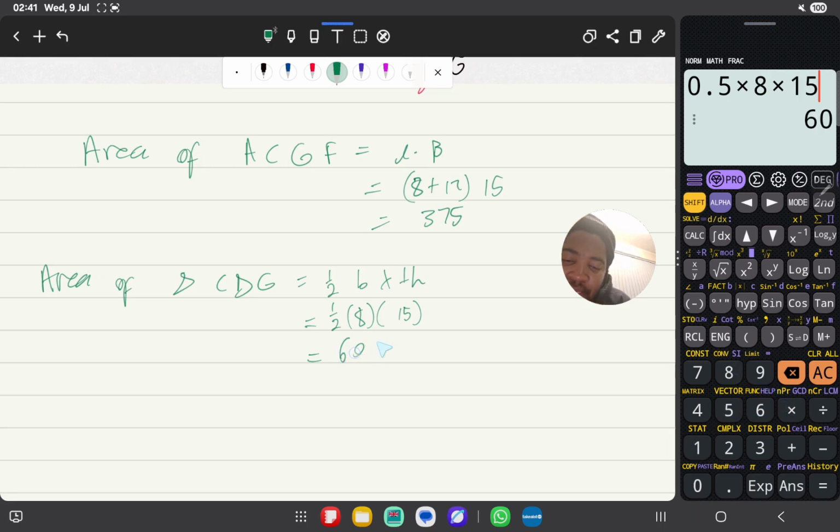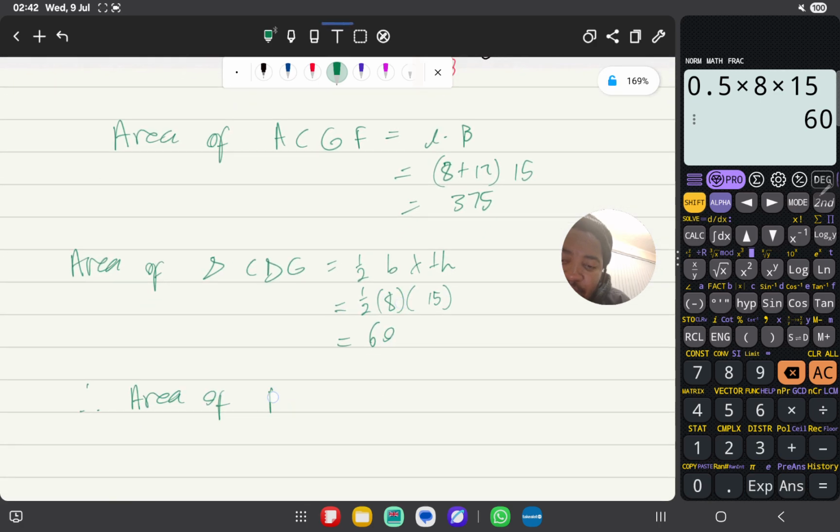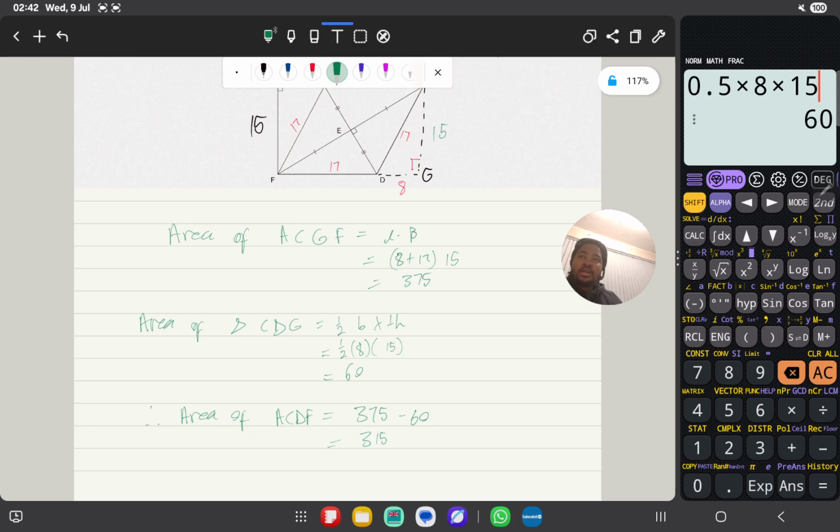And therefore the area of ACDF is equal to 375 minus 60, which is 315. Yes. So that right there, friends, is the area.